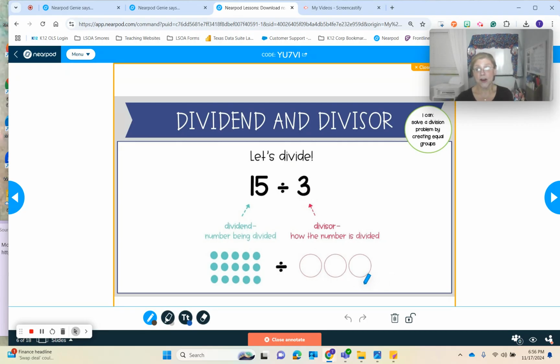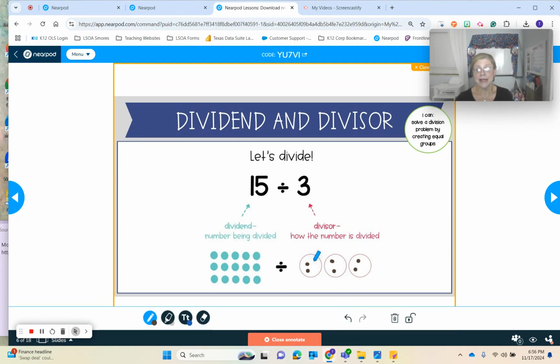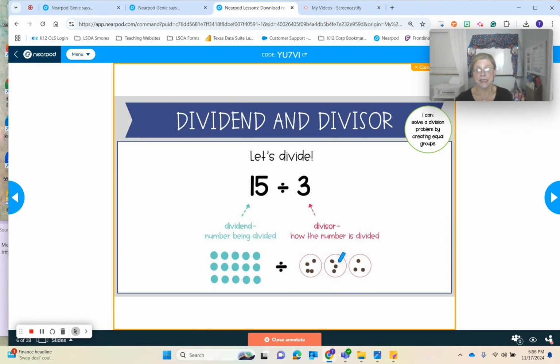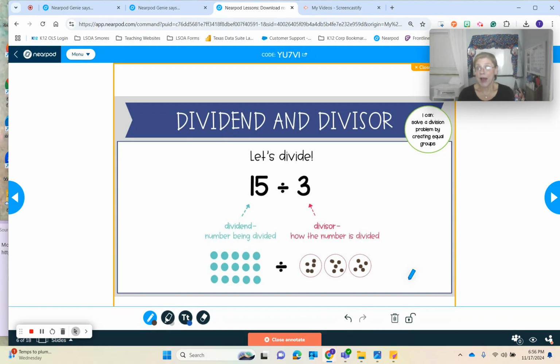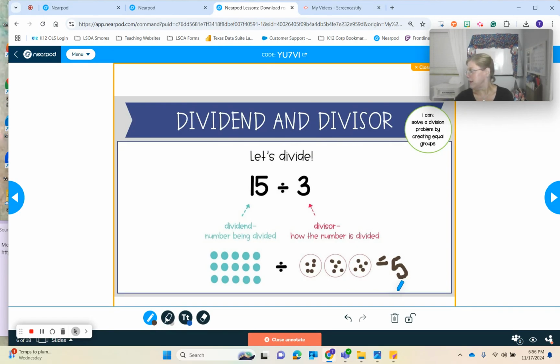So how many are going to be in those equal groups? So let's count them out. 1, 2, 3, up to 15. So how many dots are in each equal group? Count out your dots. 1, 2, 3, 4, 5. Are there 5 dots in each group? Yes, there are. So our quotient is 5. Our answer, quotient is basically answer, is 5. Let me clear that off.